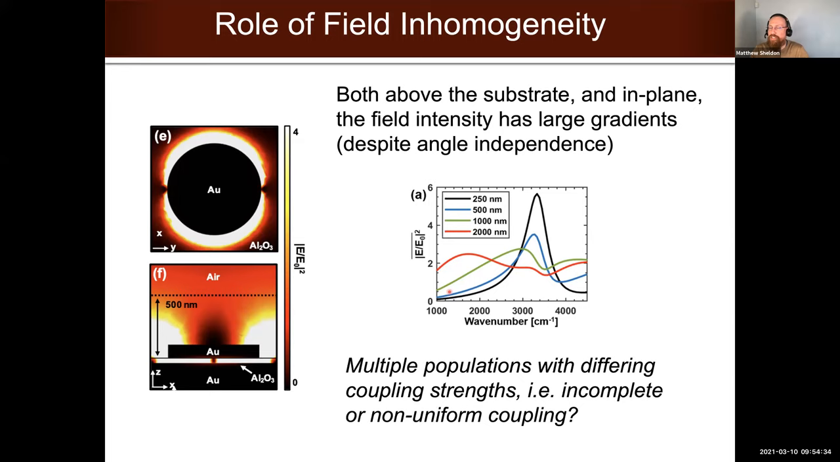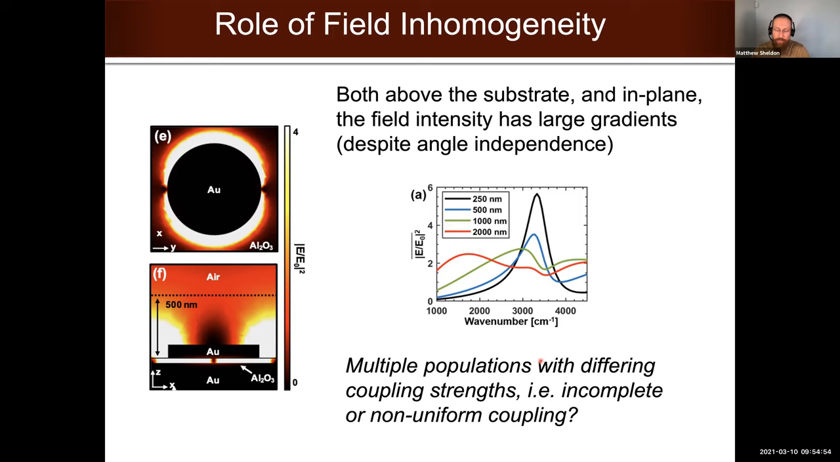And so one question is, are we really just seeing complex behavior in these spectra that's due to the fact that we have incomplete or non-uniform coupling, like populations that are coupled and populations that are uncoupled? I'm going to show you the analysis, but it actually seems like no, we don't see any evidence of uncoupled molecules in our far field spectra. Okay, I'll tell you why that's in a second.